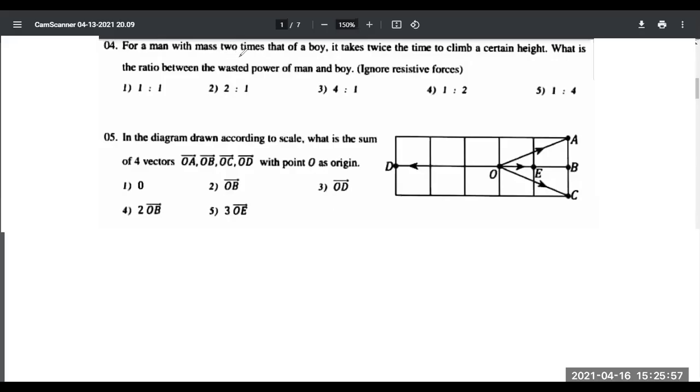A man with a mass 2 times that of a boy takes twice the time to climb a certain height. What is the ratio between the wasted power of man and boy? Right, now question number 4. There is a man who has a mass of 2m, and then there is a boy who has a mass of m. They are climbing a certain height. Once they reach the same height, man is here, boy is here.